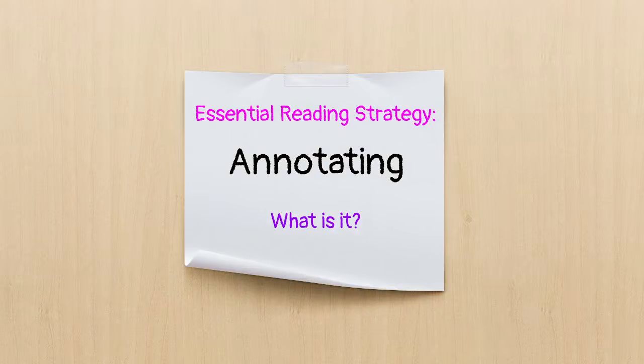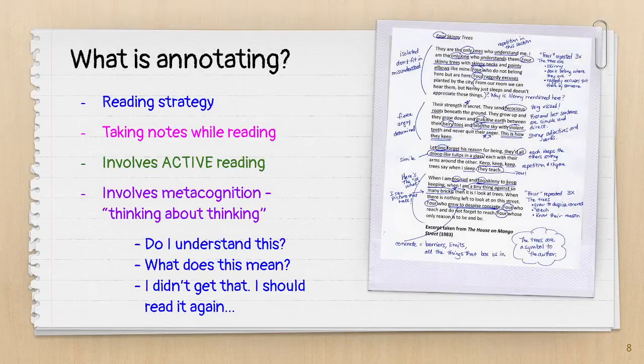The most essential reading strategy, in my opinion, is annotating. So what is annotating? Annotating is the most effective reading strategy. It's taking notes while you read. It involves active thinking and reading. And it involves one of my favorite words, metacognition. You should use this word, it's a great word. Metacognition just means thinking about your own thinking.